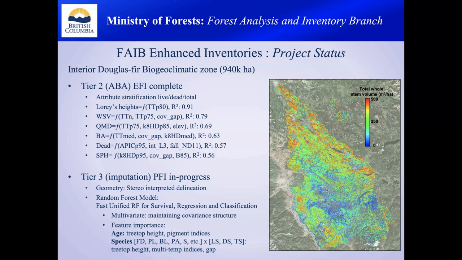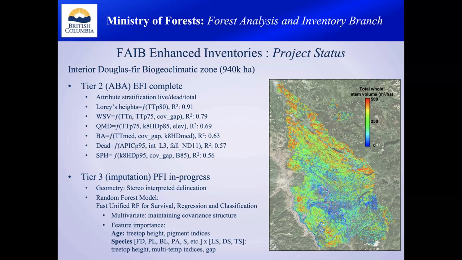We're also doing an incremental change in terms of the model applied here. We're using a different version of random forest, random forest SRC, standing for survival, regression, and classification. The reason we're doing that is because it's a multivariate random forest, so it's maintaining the covariance structure. Much like a photo interpreter would maintain the relationship between, say, height, age, and basal area, we're hoping that that'll capture it there as well.